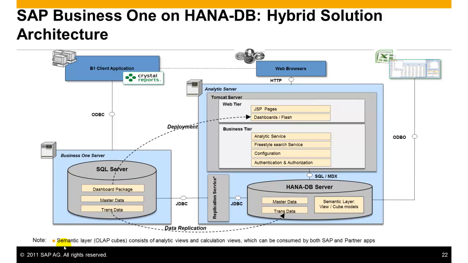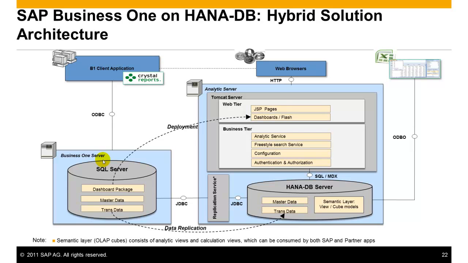Without getting into too much detail on the technical aspect of the solution, I would like to give you just a quick overview for those of you who are watching the presentation who do have a little bit of a technical bent. So what we're doing today is we're delivering SAP Business One with the HANA database in what we call a hybrid solution architecture. Today, with SAP Business One, we have our dashboard packages, our master data, and our transaction data sitting in SQL Server. The Business One client application and applications like Crystal Reports access that data directly via ODBC.